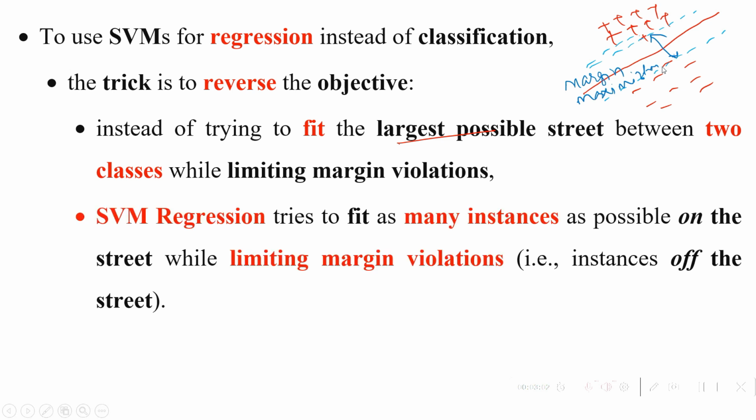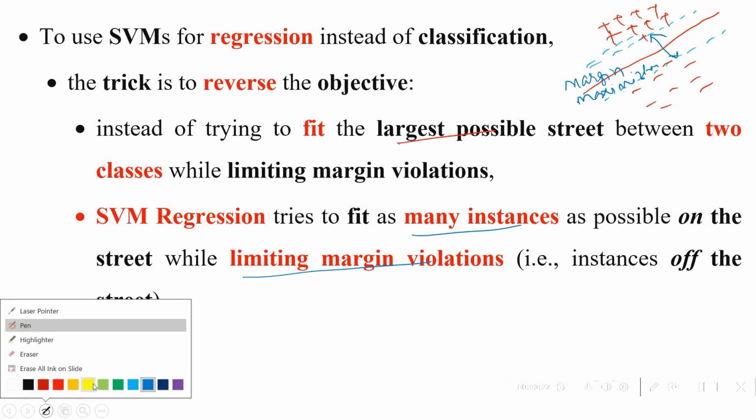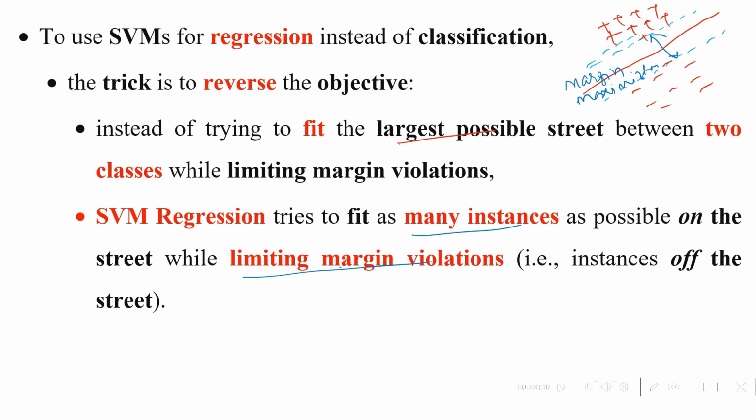But in support vector machine regression, it tries to fit as many instances as possible on the street while limiting the margin violations. That means in classification, no instance is present within the margins, whereas in regression we are going to allow margin violations. So more points are present between the margins. That is a major difference between classification and regression techniques.